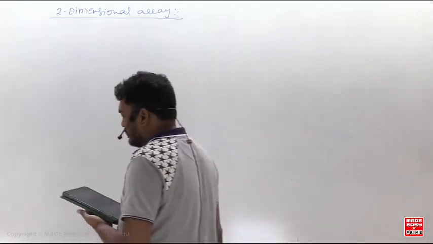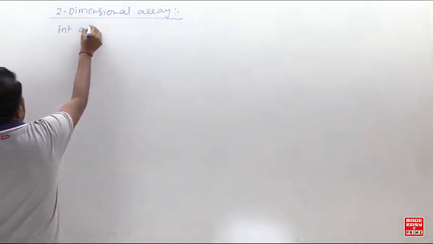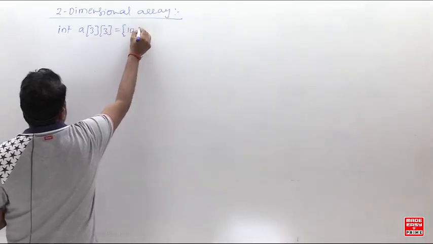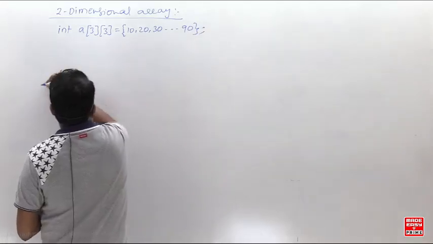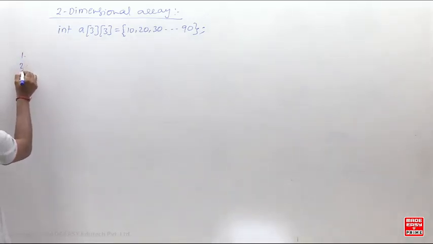So keep the heading 2D array. Let us say you are declaring some 2D array like this, integer a of 3, 3, with elements 10, 20, 30 like this up to 90. Nine elements are there, 10 to 90. So just copy this, and note down all the points one by one.